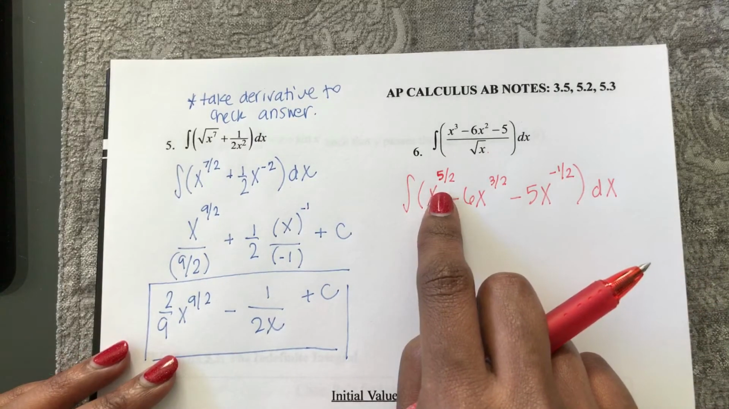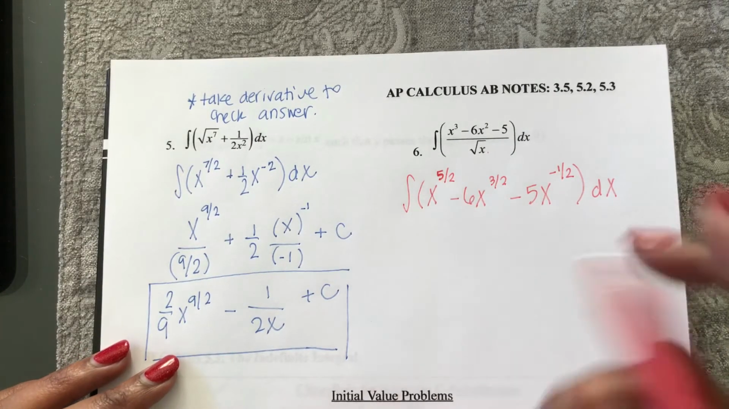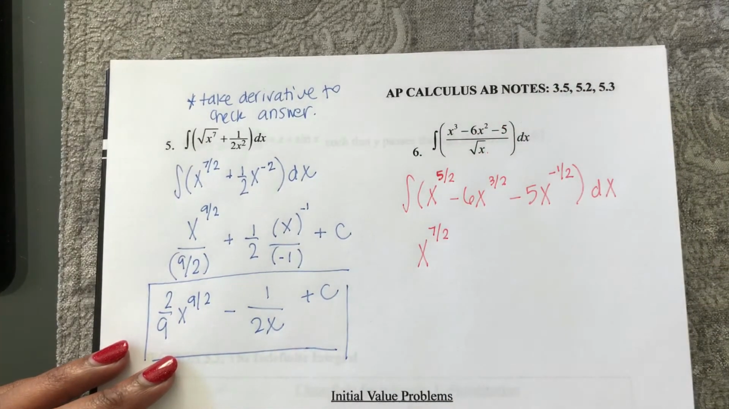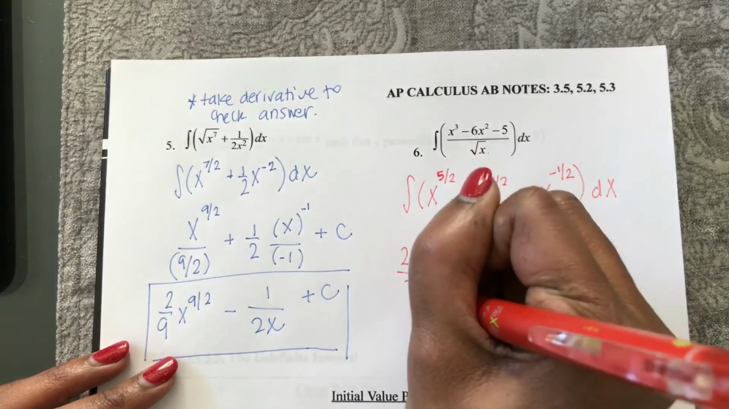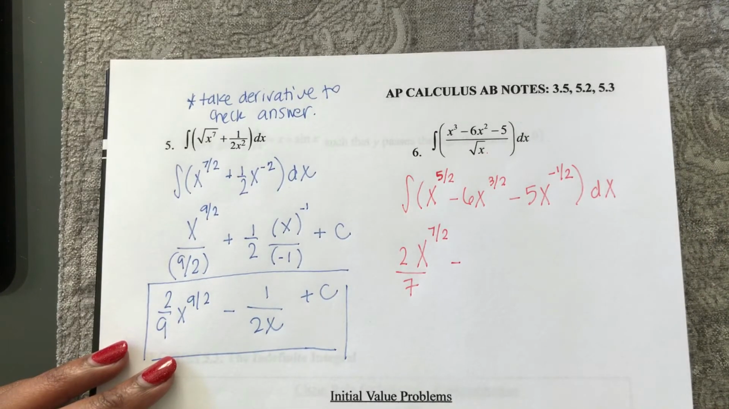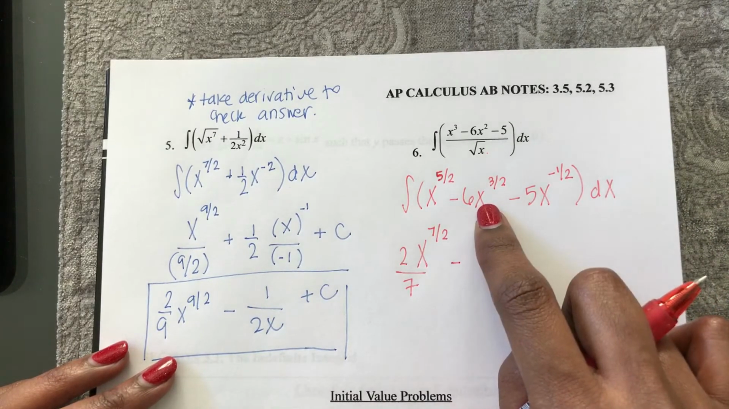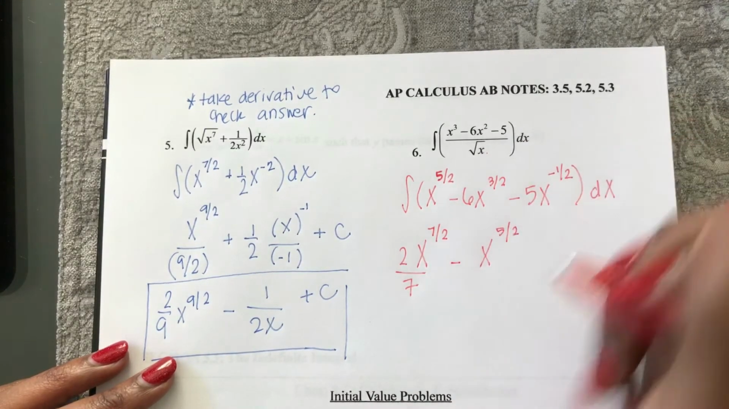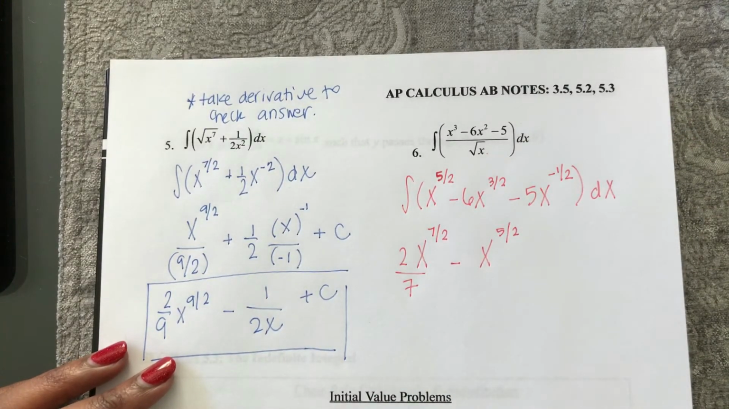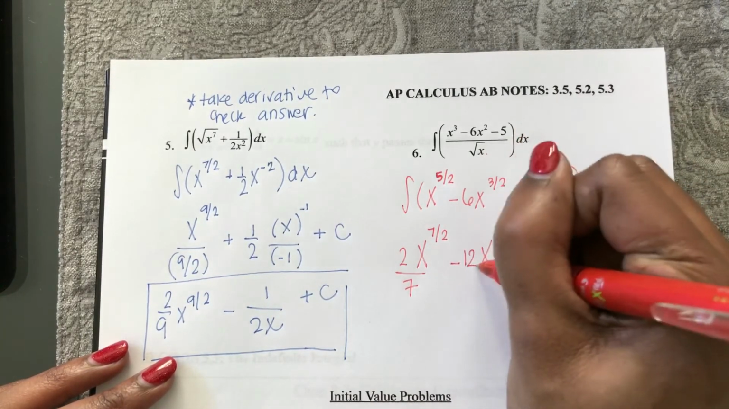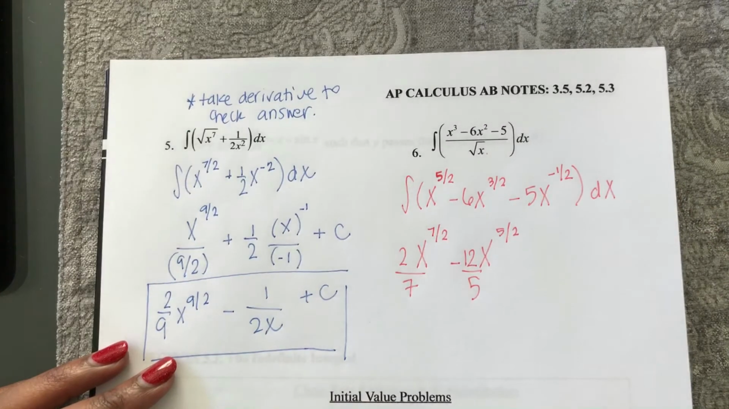So let's see. 5 over 2 plus 2 over 2 is x to the 7 over 2. But if I divide by 7 over 2, that gives me 2/7. And then this is going to be minus, let's see, x to the 3 over 2 plus 2 over 2 makes x to the 5 over 2. Dividing by 5 over 2 is multiplying by 2/5, so that becomes 12/5.